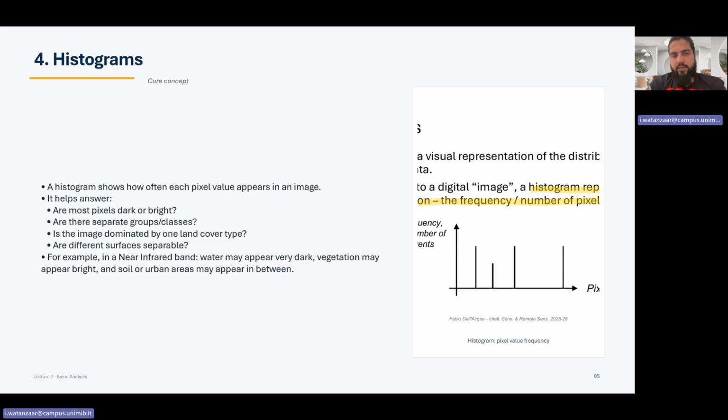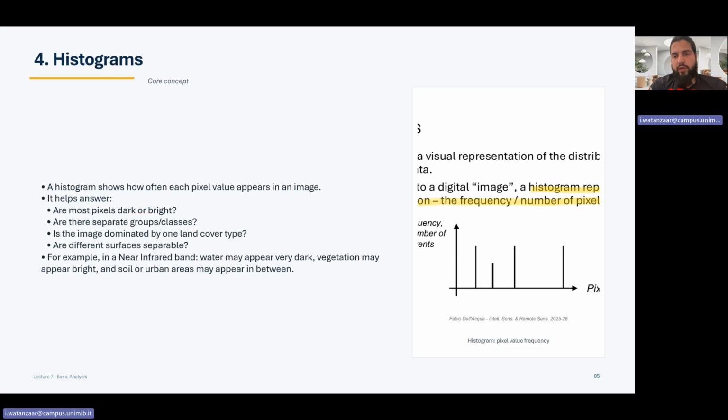All these questions are really important in the histogram. Based on the distribution of pixel values, we understand the data, and we can correct, manage and control it. For example, in a near infrared band, water may appear very dark, and that is obvious, while vegetation may appear bright. Soil or urban areas may appear in between. You can also take a built-up area, which can also appear in between vegetation and water in the near infrared, as the water absorbs.